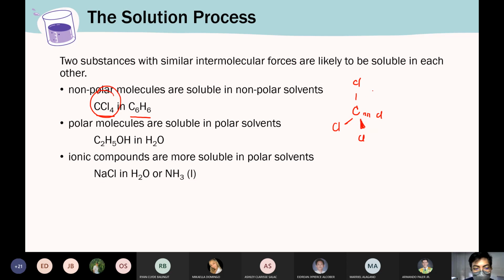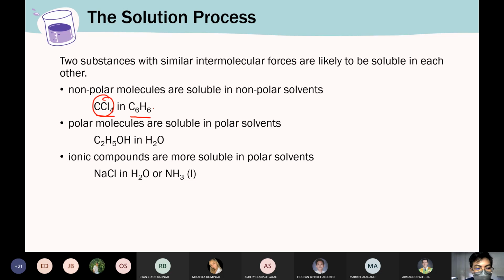So meaning, the dipole forces cancel out, no? So that makes the carbon tetrachloride non-polar, okay? Anyway, hindi namin kayo papagawin ng ganun. Graduate na kayo doon. Okay. So just remember yung mga forces of attraction.